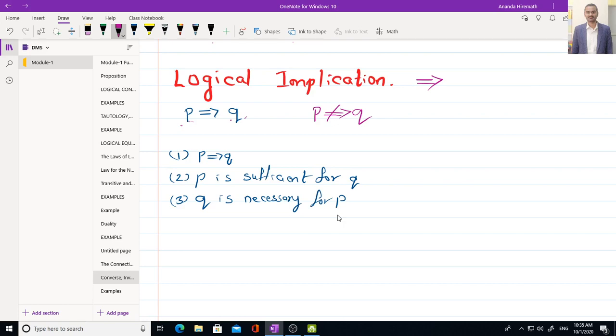So if at all you want Q to be true, then P must be true. So P implies Q can be written like this, and we can read it as P is sufficient for Q or Q is necessary for P. All these three statements are same. I am repeating it: P implies Q means P is sufficient for Q, or we can also say that Q is necessary for P. So this is logical implication. We will use it in further examples.